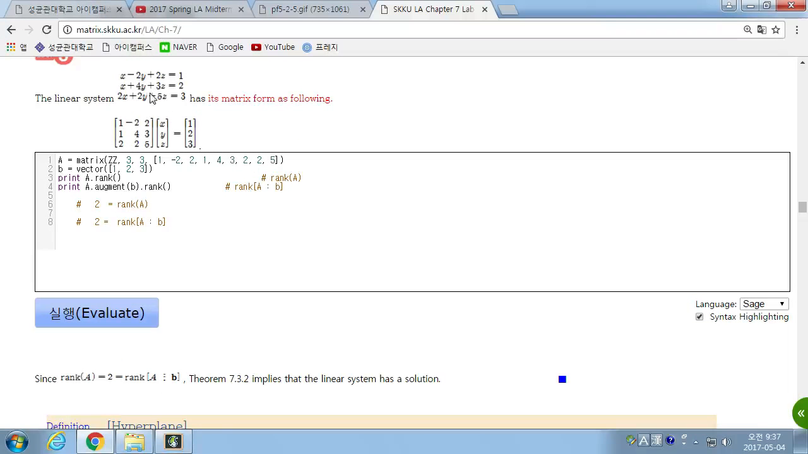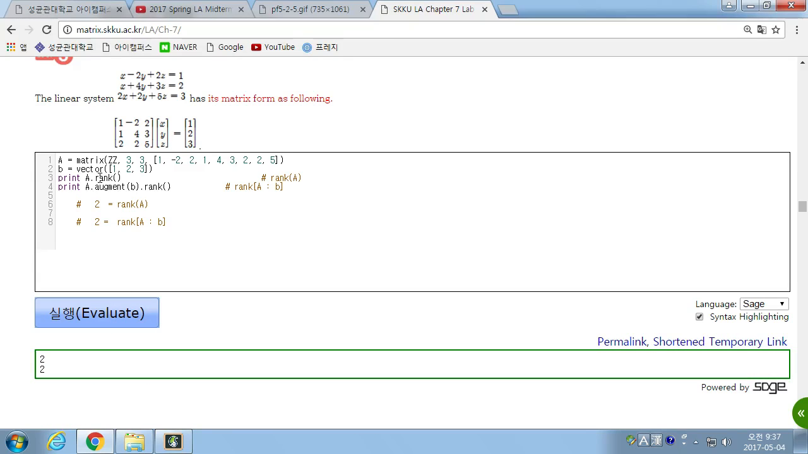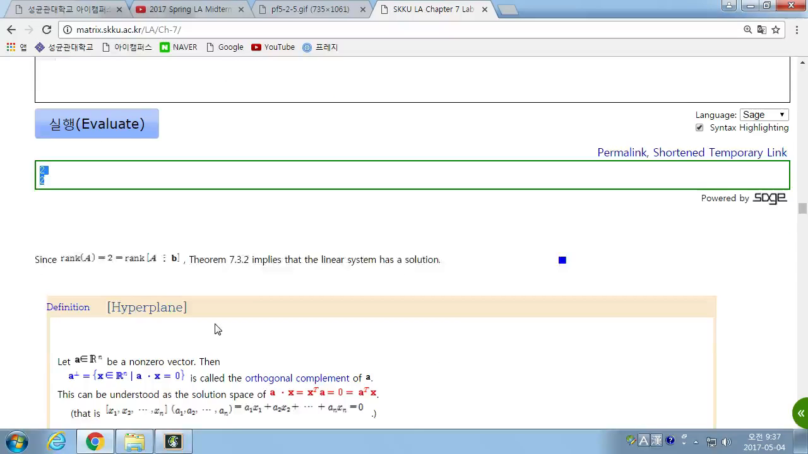Next. Suppose we have a linear system of equation like this, then it can be written as a linear system like that. Then from here, you can find the rank of the matrix, and then for here, the rank of A is same as rank of AB, the augmented matrix. So these are same as 2. So that means it has a solution. So you can really find those coefficients, the solutions.